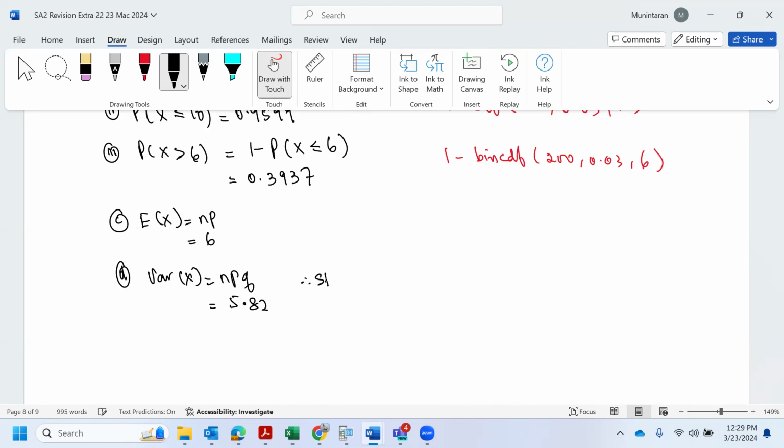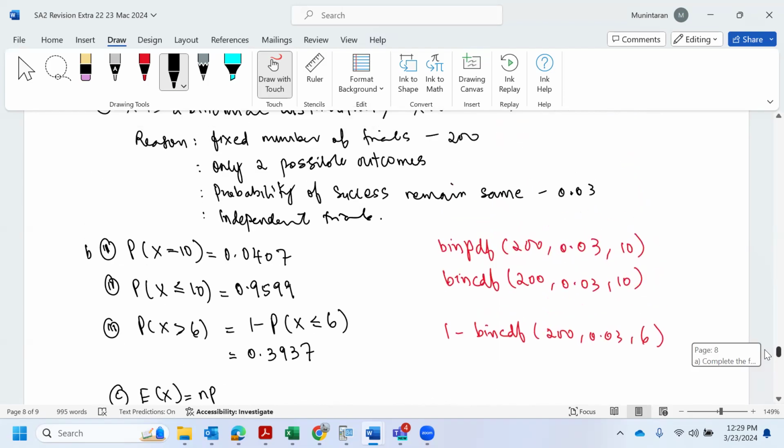Therefore, your standard deviation of X is equivalent to the square root of 5.82. That gives you 2.4145. Up to this point, it is a very normal, very standard question.